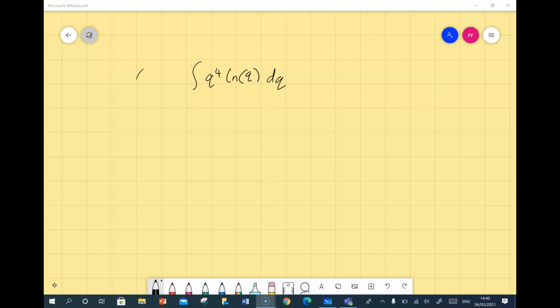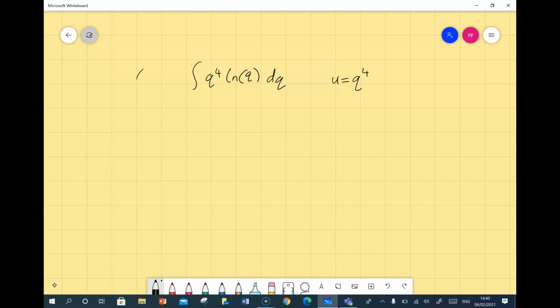I'll end up with a 1 over q, but it doesn't look like the ideal candidate for substitution, but you can try it if you wish. But what we'll try is parts. Now, here's an interesting one here. Normally our guide is we like to choose our u as the thing that will eventually differentiate down to 0. So you naturally go q to the power of 4.